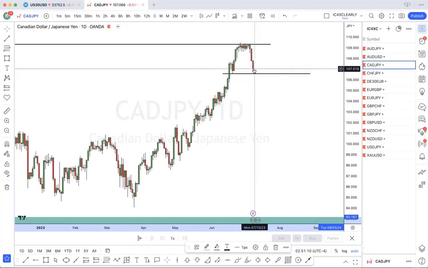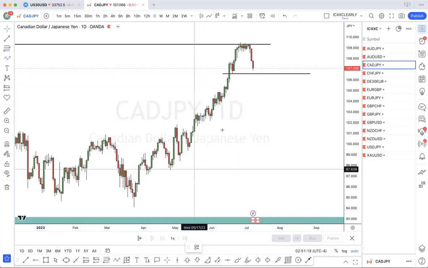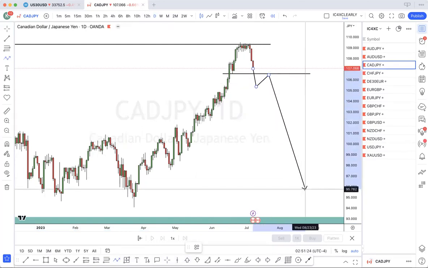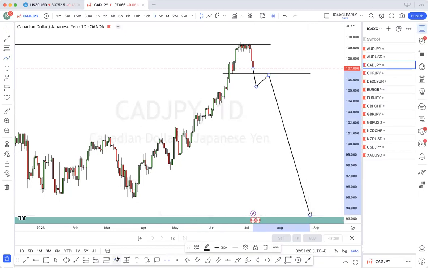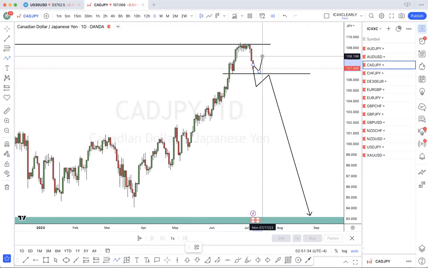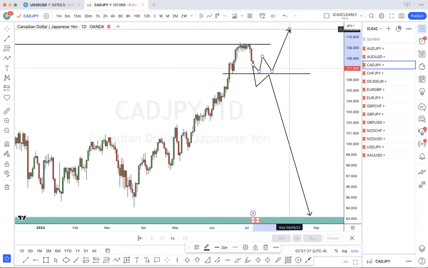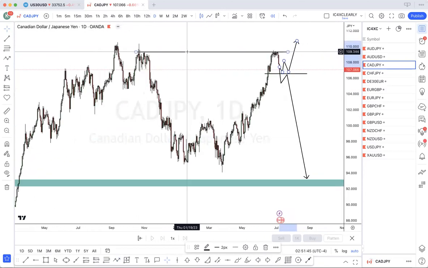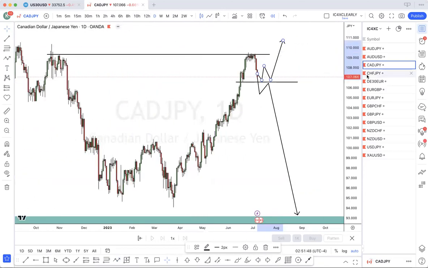So I would definitely check to see if price is either going to break this low, pull back, and then sell down, or if price is going to just come into this order block and possibly break structure, push back, and then push back to the top. So with that being said, that would be my thoughts on CADJPY.